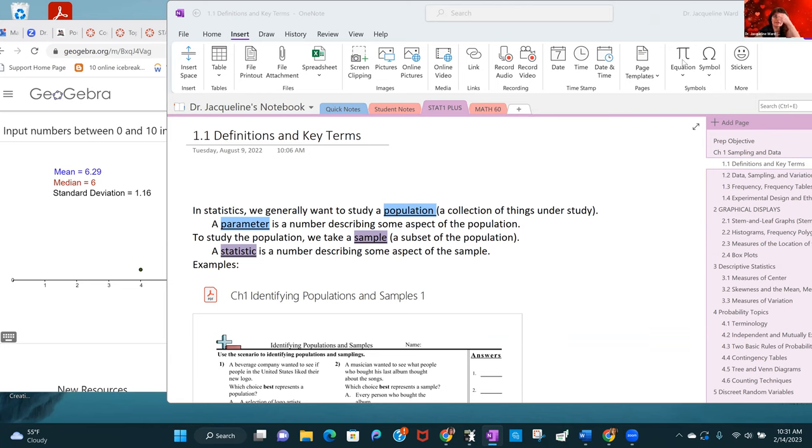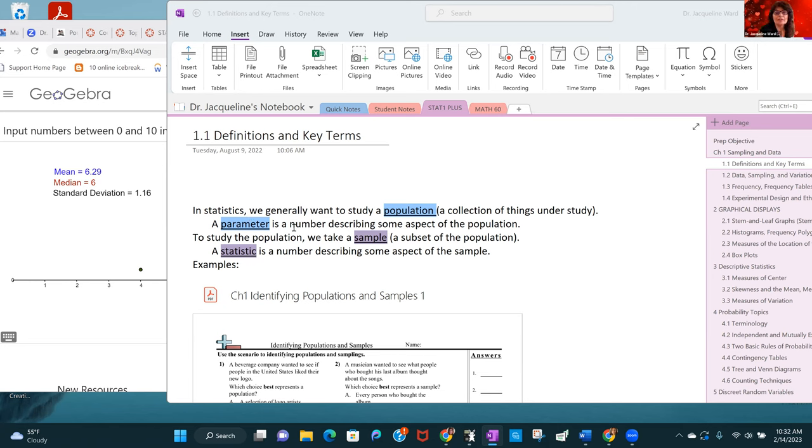So in statistics, we generally want to study a population, which is a collection of things under study. So a large population, right? We usually want to know, like we were talking about, how much do all college students sleep? Or maybe all Long Beach City College students. But sometimes it's difficult, expensive, impractical, whatever, to actually poll literally every single student in the entire school, or to study every single object in a big population. So then we would actually take a sample, which is a subset of a population.